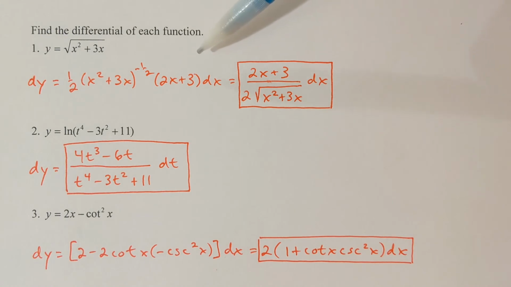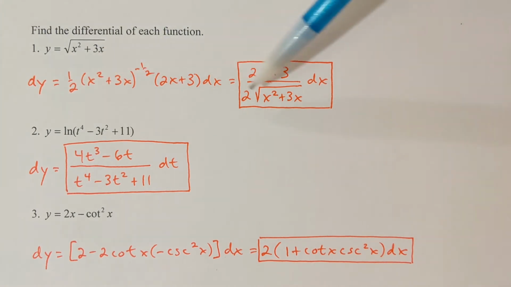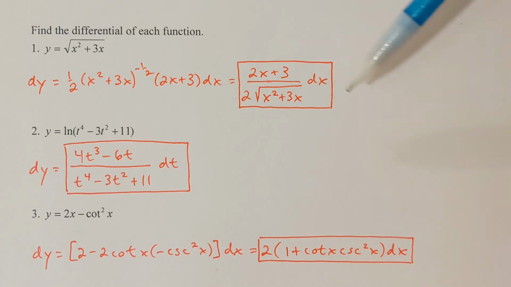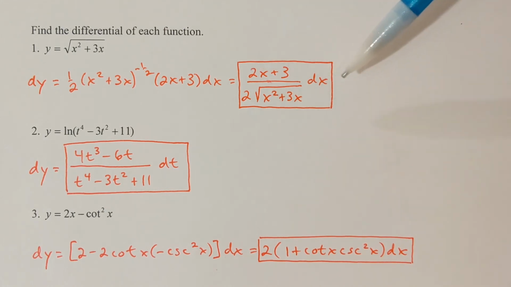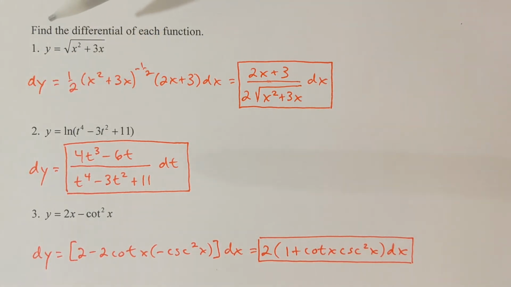If I simplify, I'm going to have 2x plus 3 divided by 2 times the square root of x squared plus 3x, if I use radical form, dx. Make sure that you have the dx there. If you don't, then you're getting confused with a derivative. I'm not asking you to find dy dx, I just want to find dy. So you need to make sure that the dx is on the other side there.